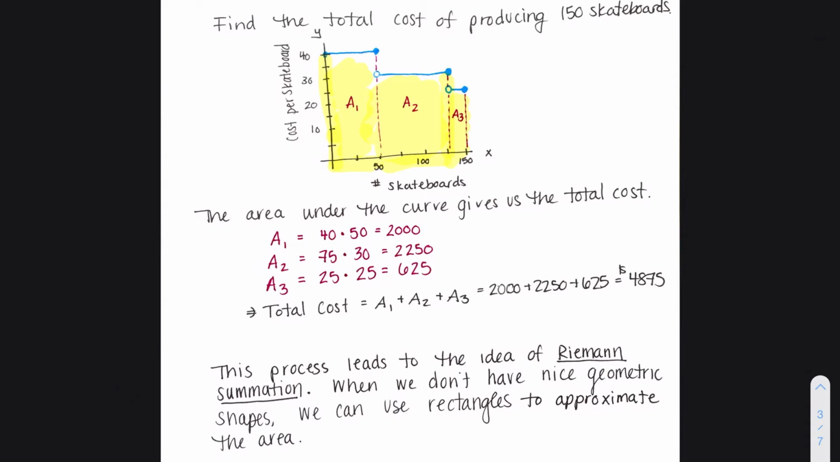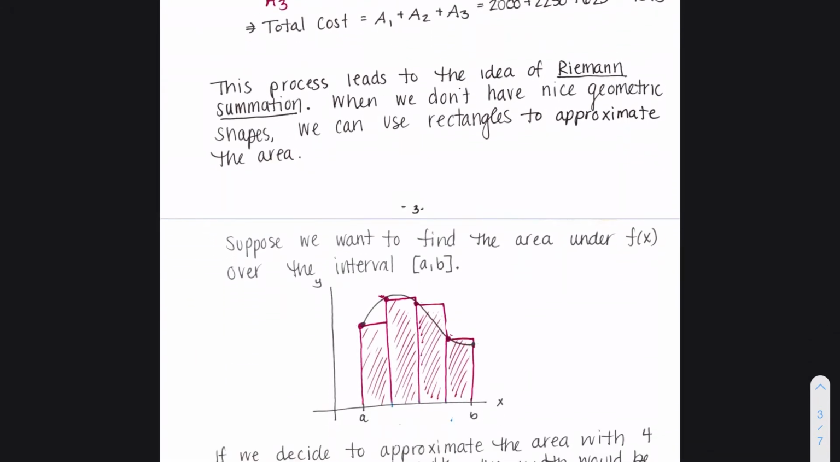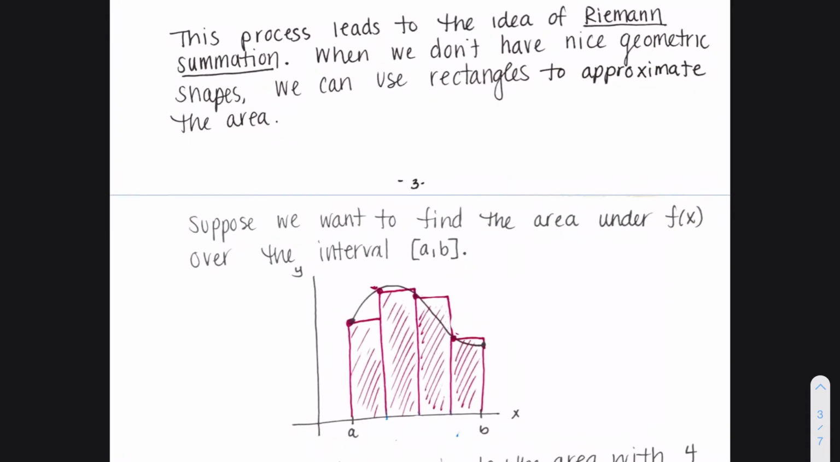If you think of your exponential functions, your logarithmic functions, second degree polynomials, third degree, whatever degree you want, you don't have those straight lines that are rectangles, triangles, whatever it may be. So what we can do instead is get an approximation for the area by using just rectangles. So let's look at a particular thing. Suppose we want to find the area under the function f of x over some interval from a to b.